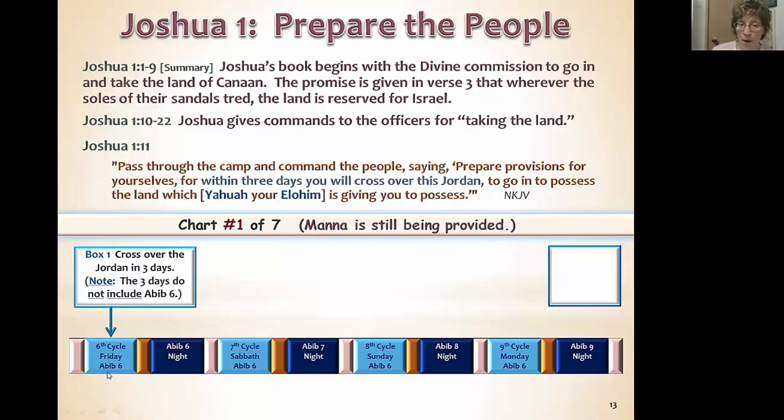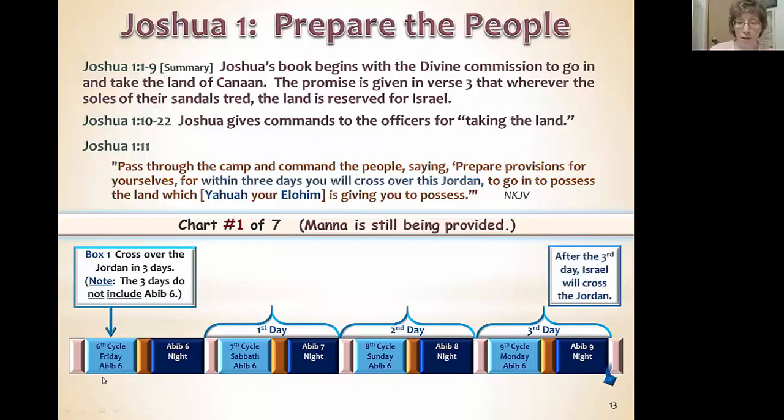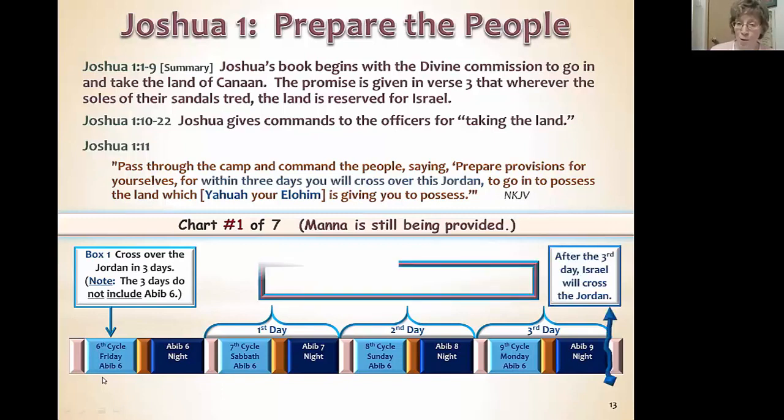So in this first box, to cross the Jordan in 3 days has been a command, and what you're going to find out is that it does not include Abib 6, okay? So there's your first day, your second day, and your third day. So this count to 3 starts at dawn on the day of Abib 6, and that happens to be a Sabbath. You count 3 days, and what did Joshua say? He said after the 3rd day, Israel's going to cross the Jordan. So you have to know how to count to 3, and so did they. And that is your first set of counting to 3.